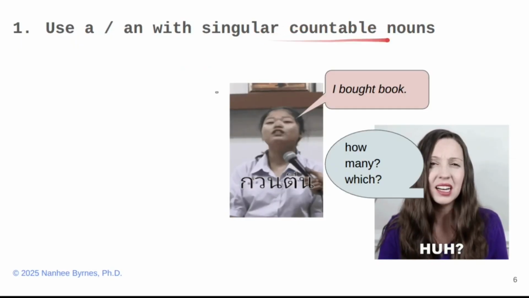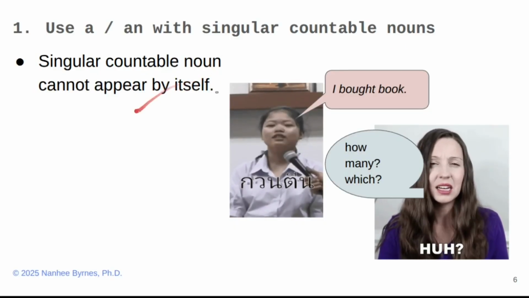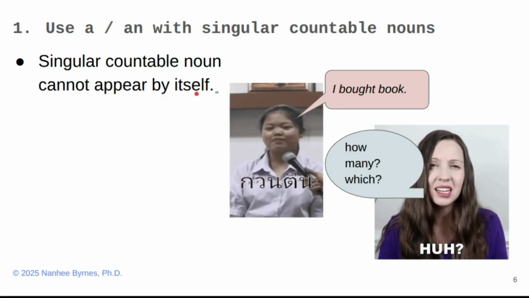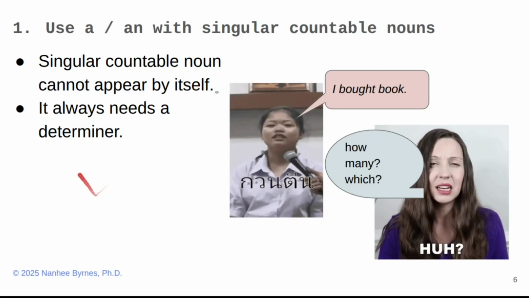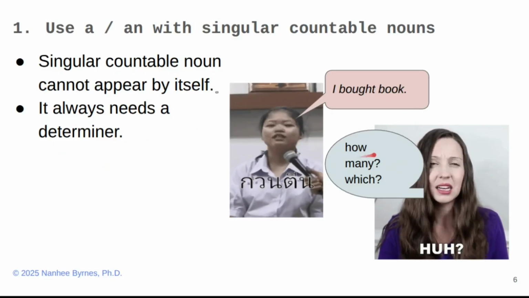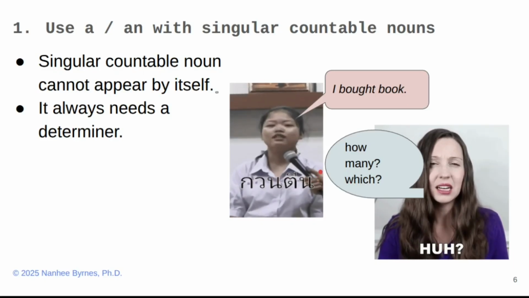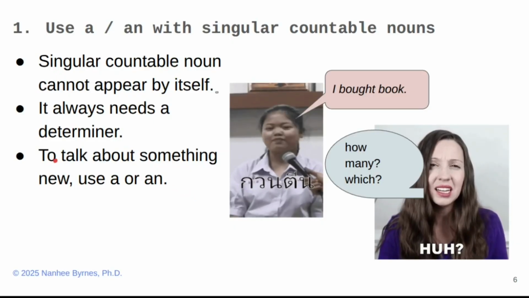All right, let's begin with one of the most fundamental principles of English grammar. You can't use a singular countable noun by itself. In English, every singular countable noun needs a determiner, a little word that tells your listener what kind of thing you're talking about. Think about this. If you say, "I bought book yesterday," your listener will be confused. Did you buy one book, a few books, or maybe a specific book you already mentioned? The determiner fills in that missing signal. It tells us whether the noun is general, specific, new, or already known.